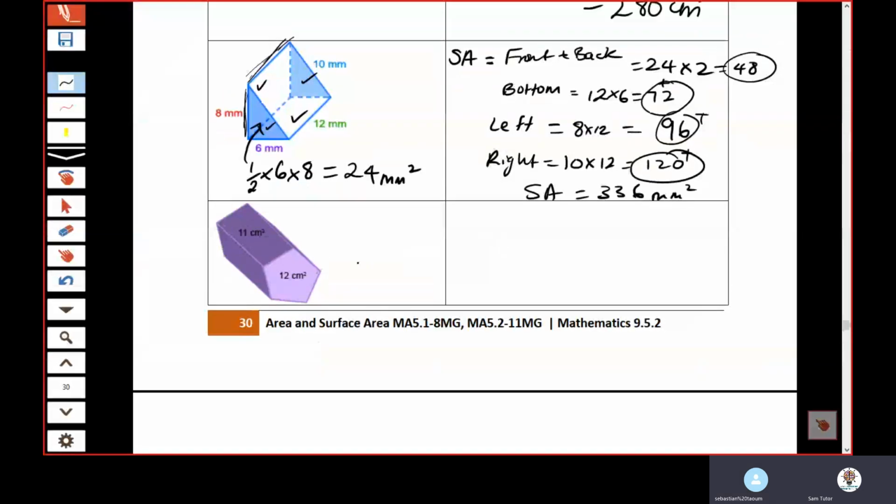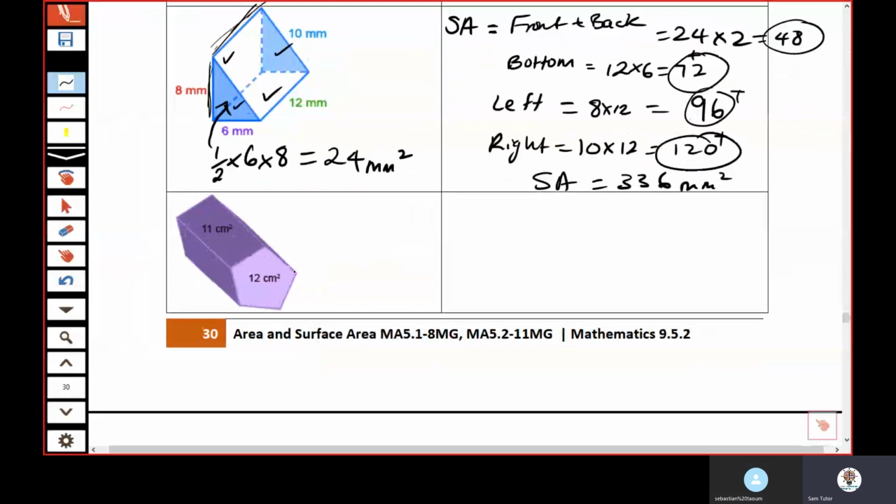Yep. All right. So the next one, they've already given you the area of each face. All you've got to do now is just find the surface area. So the surface area is front and back. Front and back equals what? 12 centimeters squared, times two, because you're doing front and back. Done. That's a tick. The back one's a tick.